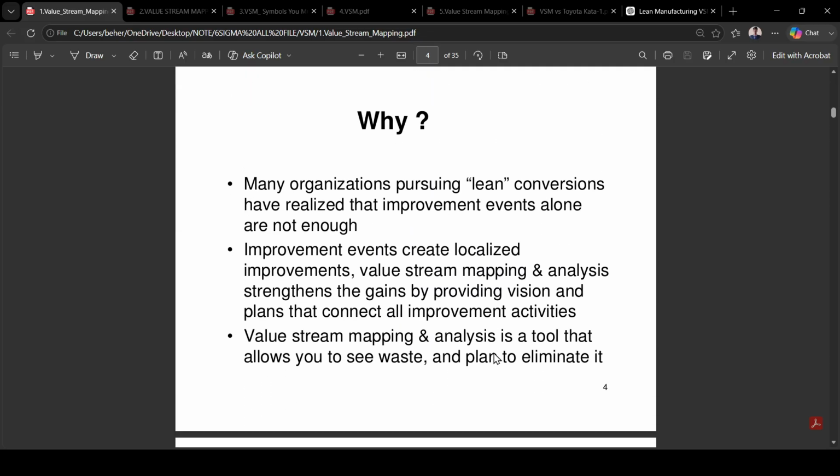Why? Many organizations pursuing lean have realized that improvement events alone are not enough. Improvement events create localized improvement, while value stream mapping and analysis gain by providing vision and plans to connect all improvement activities. Value stream mapping and analysis is a tool that allows you to see waste and plan to eliminate it.